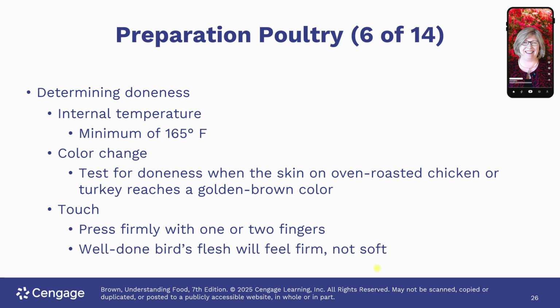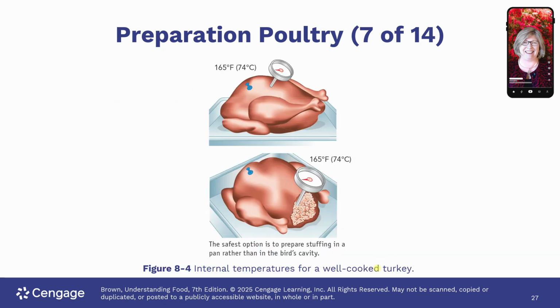How do we know when poultry is done? It's not done until it reaches a minimum temperature of 165 degrees Fahrenheit. You also can look for a color change. When the skin on oven roasted chicken or turkey reaches a golden brown color, that is a clue, but you still need to take the temperature. And also by touch, if you press firmly with 1 or 2 fingers, the well done bird's flesh will feel firm, not soft.